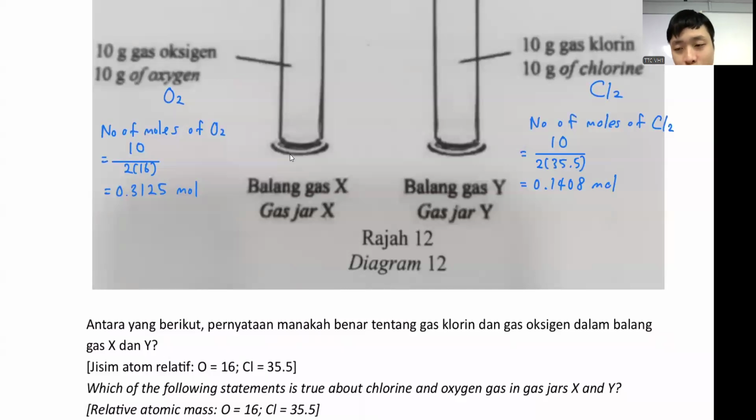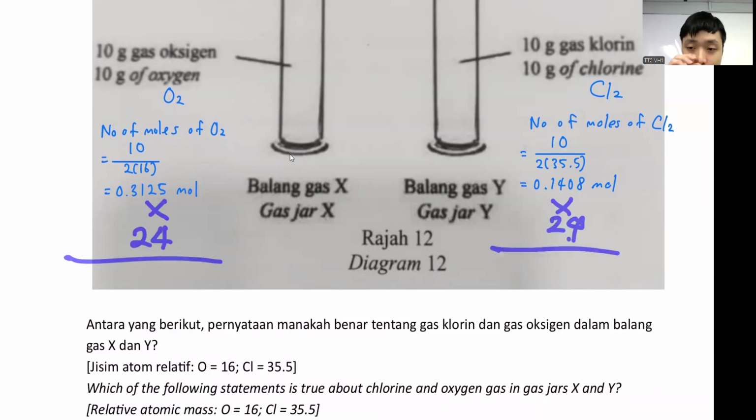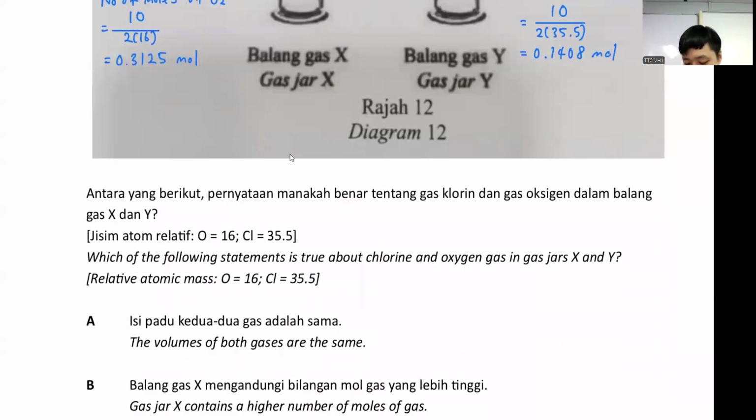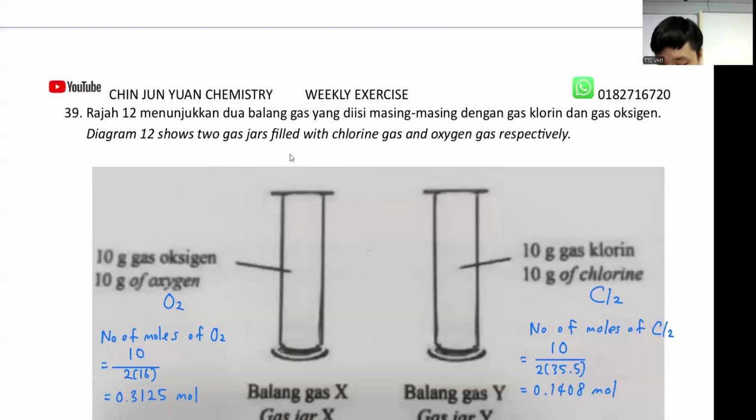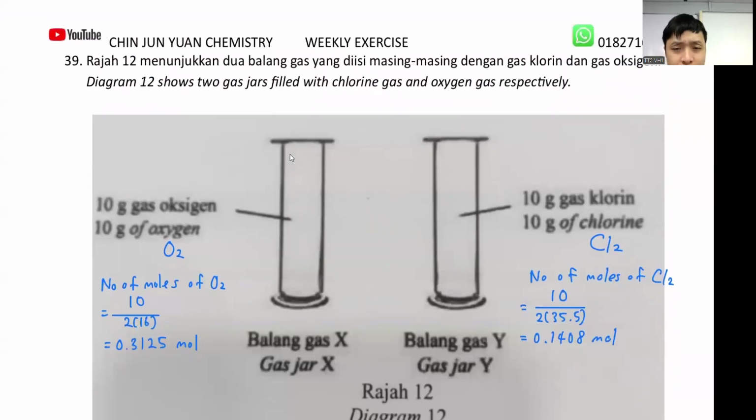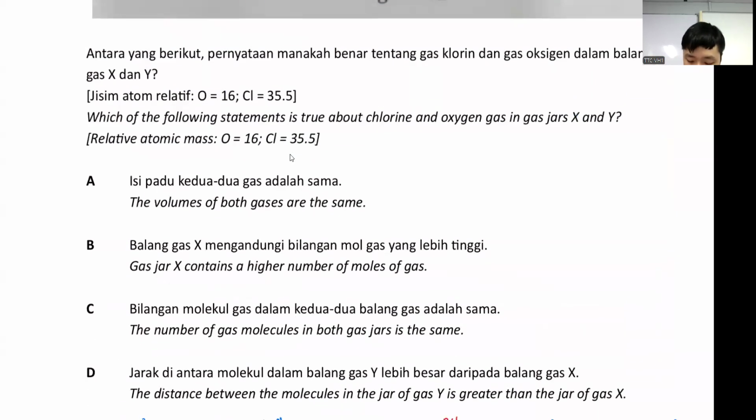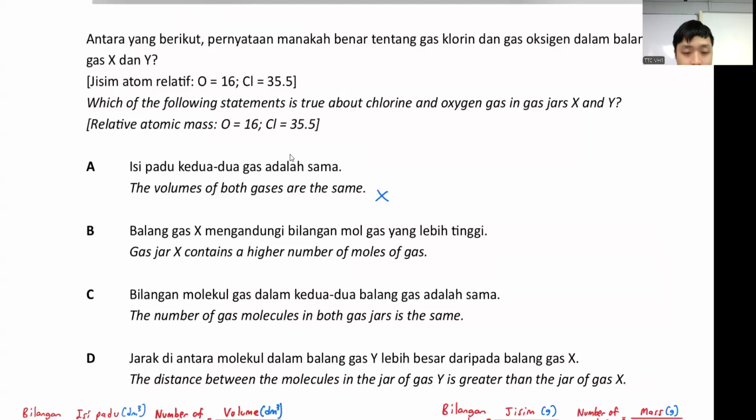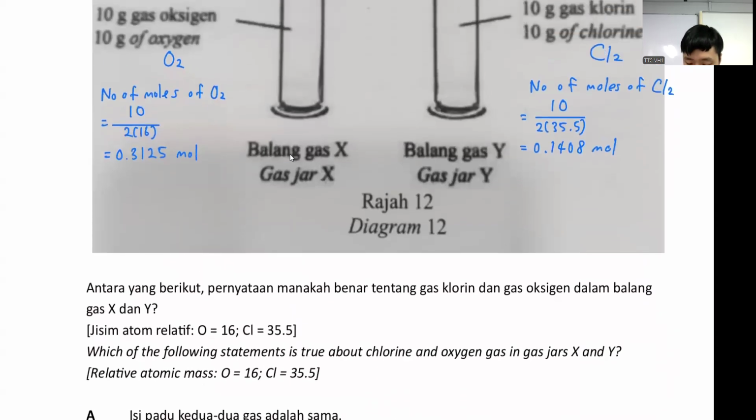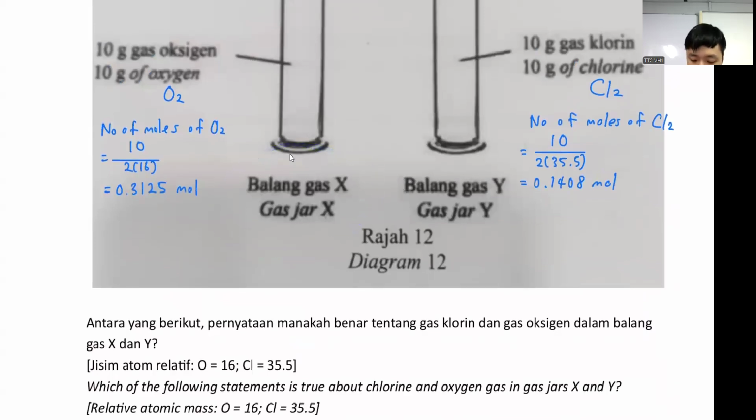So you see the mole is already different. If both multiply molar volume 24 to get volume, most probably you get different. Won't get the same. But since they didn't tell you it's in room temperature or standard temperature, I just won't judge. But I can know from that mole different means volume different for sure. So the A cannot be same already. Gas jar X contain higher number of mole of gas. X contain higher. Yes. So answer is B.